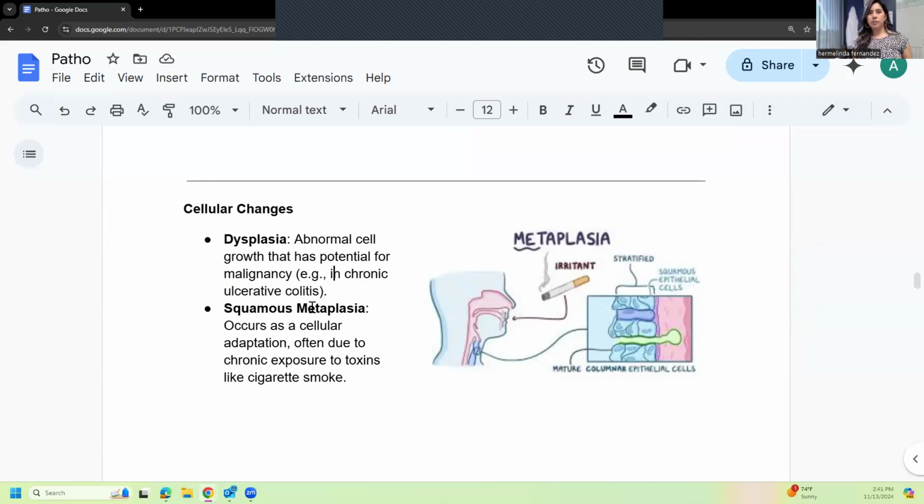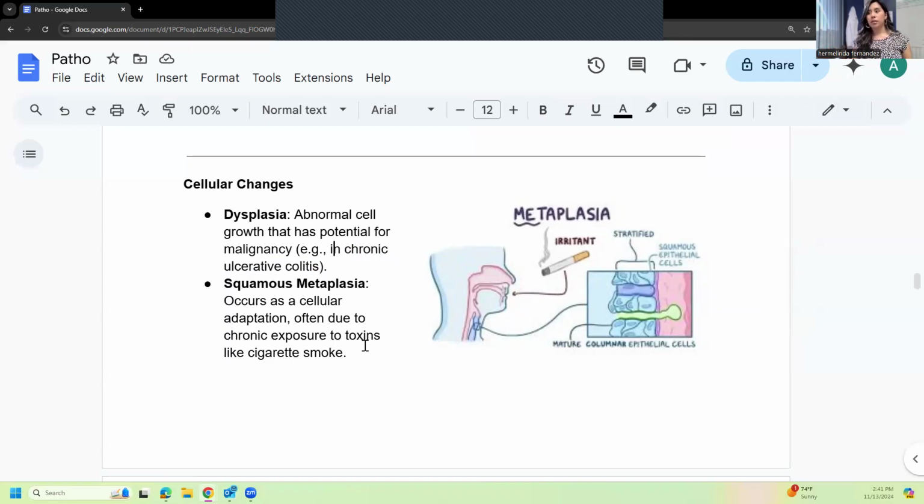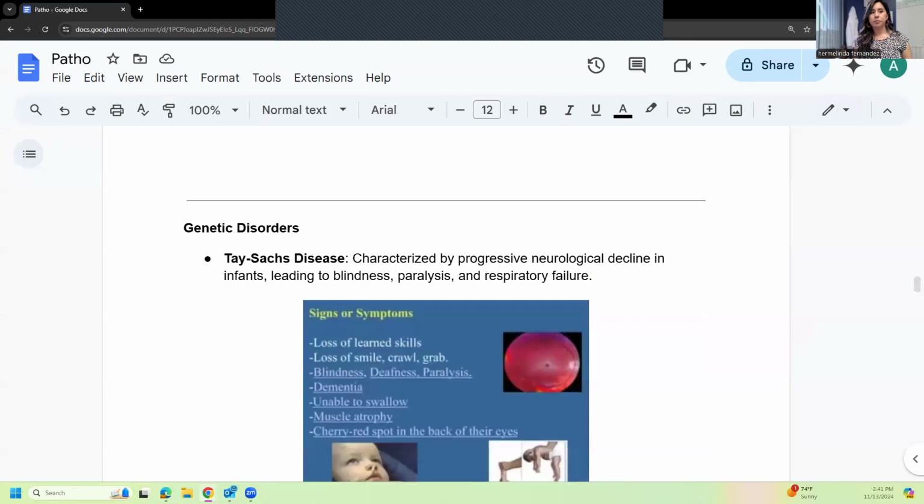Then we have squamous metaplasia. This happens with chronic exposure to toxins, like cigarette smoking. So you have a patient who is smoking a lot, so their cells are adapting to that cigarette smoke or those toxins.